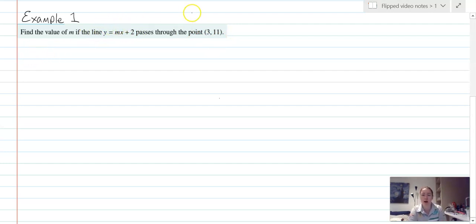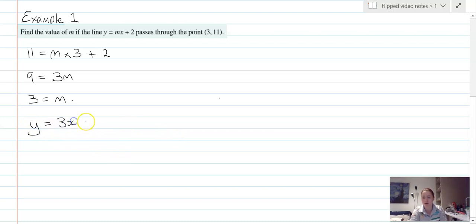So our value of y becomes the y value from the point. So 11 equals m, because we still don't know what that is, times 3, our x value, plus 2. So we'll subtract the 2 from both sides, gives us 9 equals 3m, and then we divide by 3. So our gradient in this line equals 3, m equals 3. So the line is actually y equals 3x plus 2.